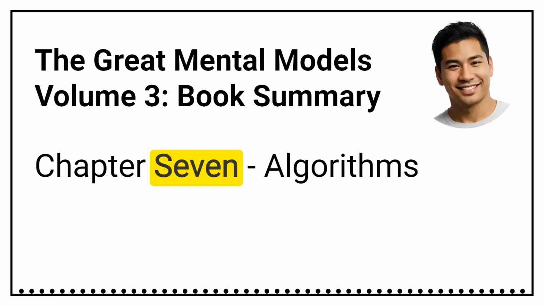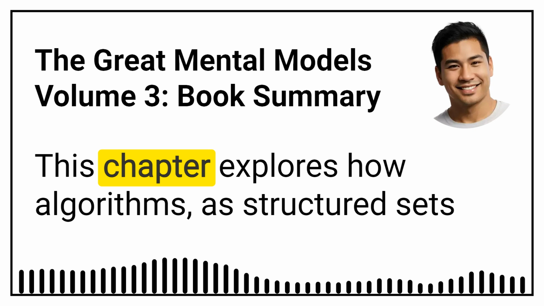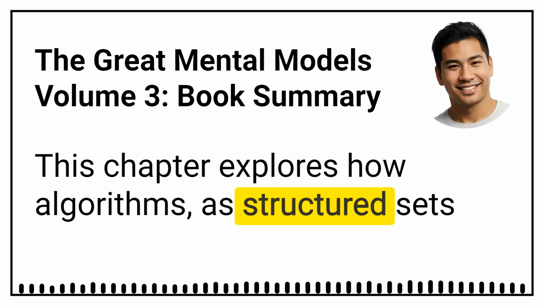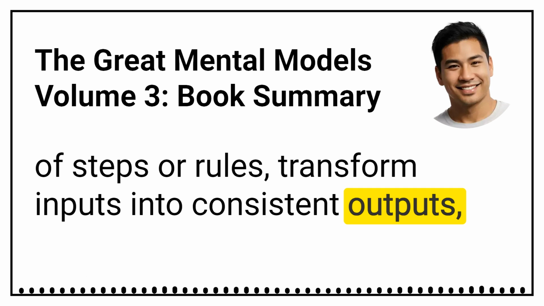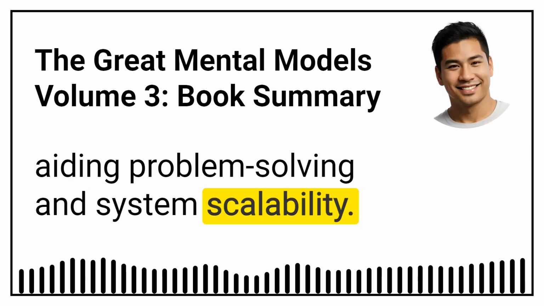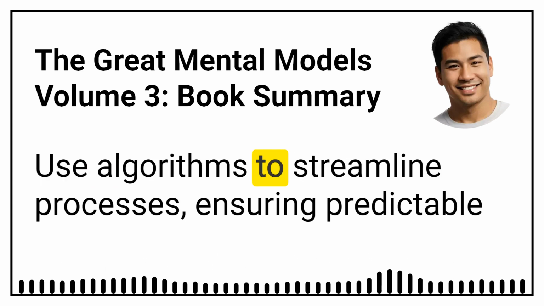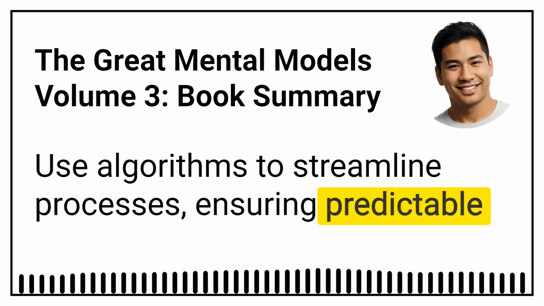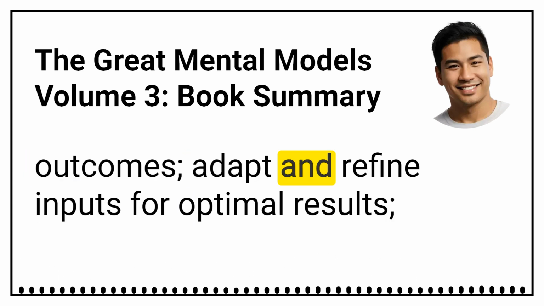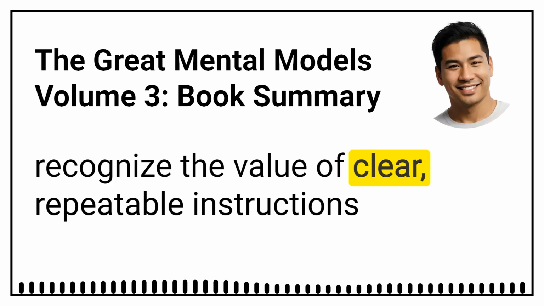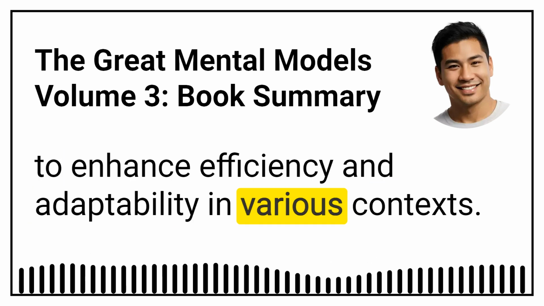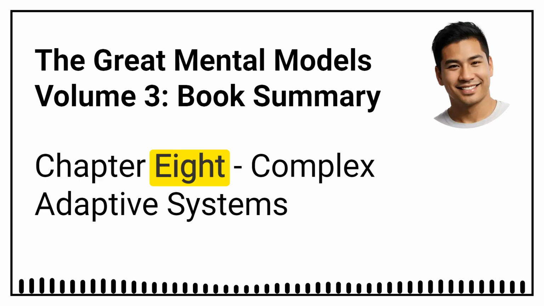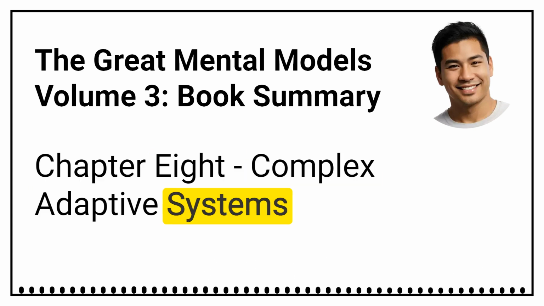Chapter 7. Algorithms. This chapter explores how algorithms, as structured sets of steps or rules, transform inputs into consistent outputs, aiding problem-solving and system scalability. Use algorithms to streamline processes, ensuring predictable outcomes. Adapt and refine inputs for optimal results. Recognize the value of clear, repeatable instructions to enhance efficiency and adaptability in various contexts. Chapter 8. Complex Adaptive Systems.